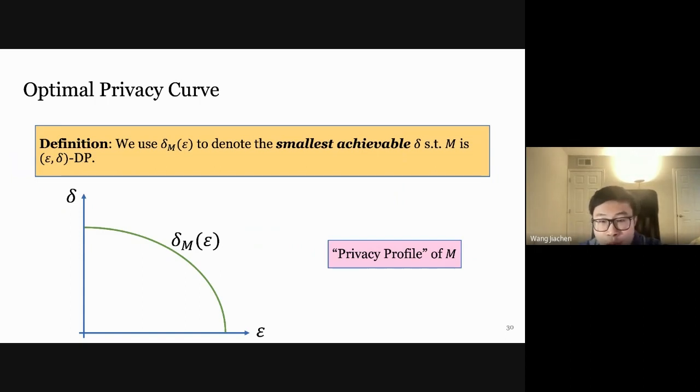We need a bit more background here. Let's first formalize the concept of the optimal privacy curve. A DP mechanism will usually satisfy a range of epsilon-delta. For each epsilon, there is a smallest achievable delta such that the mechanism is epsilon-delta DP. You should think of such a smallest delta as a function of epsilon, and people usually call it the optimal privacy curve for the mechanism. Because it fully characterizes the epsilon-delta trade-off of the mechanism, it's sometimes also called the privacy profile of M.